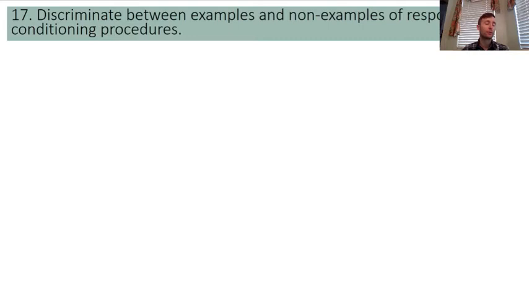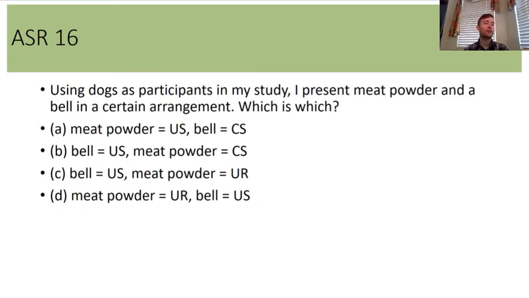Alright, objective 17 is to discriminate between examples and non-examples of respondent conditioning procedures. ASR 16, using dogs as participants in my study, I present meat powder and a bell in a certain arrangement. Which is which? A, the meat powder is the US, the bell is the CS. B, the bell is the US, the meat powder is the CS. C, the bell is the US, the meat powder is the UR. D, the meat powder is the UR, the bell is the US. Give you a couple more seconds. Alright, I'll go ahead and close the poll, and the answer here is A.